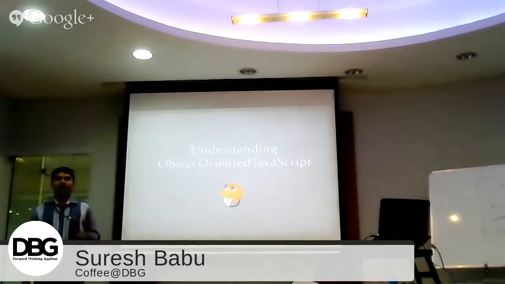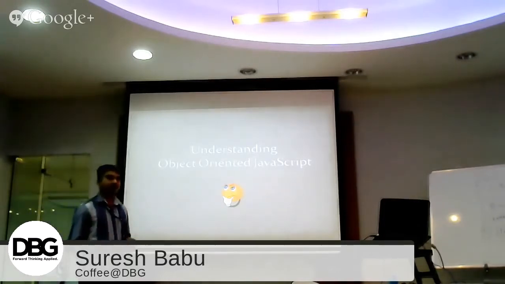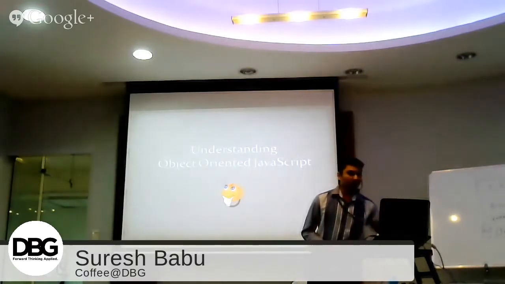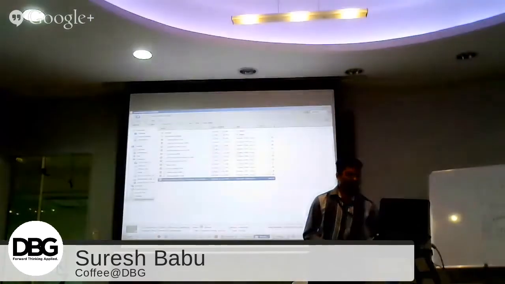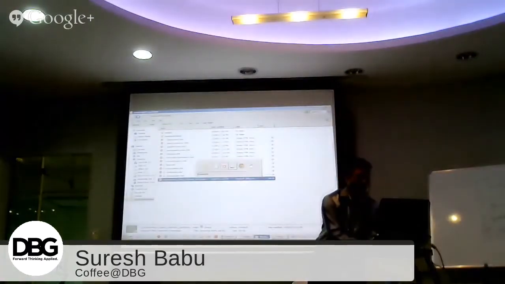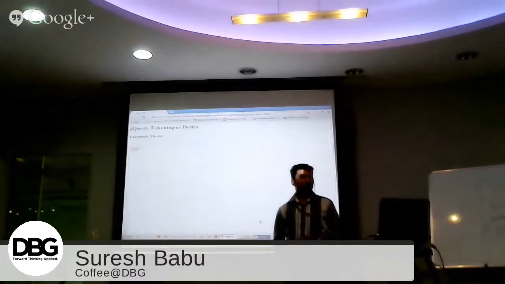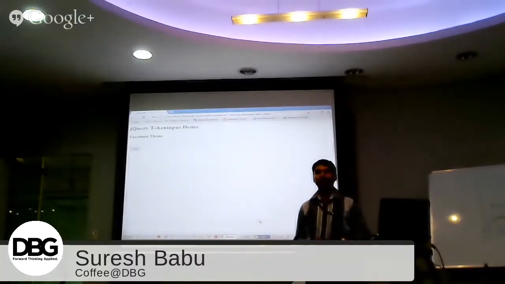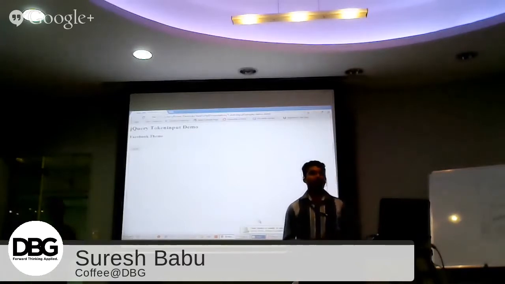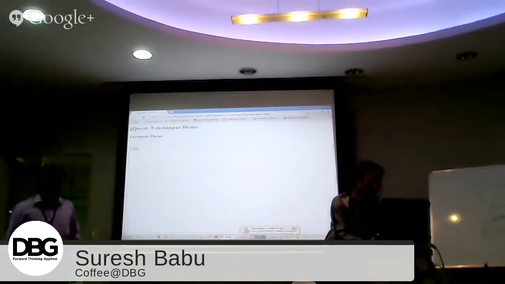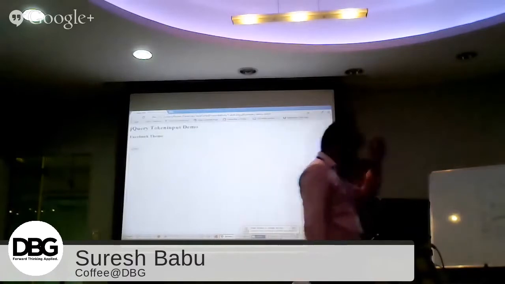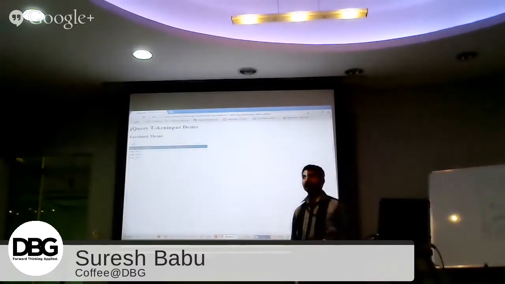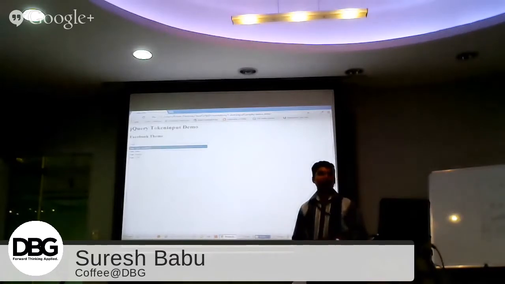Let us take an example of one jQuery library, jQuery token input. How many of you have used this jQuery token input library? No. Okay. So this library works like this: I type some letters here, and I get some values.